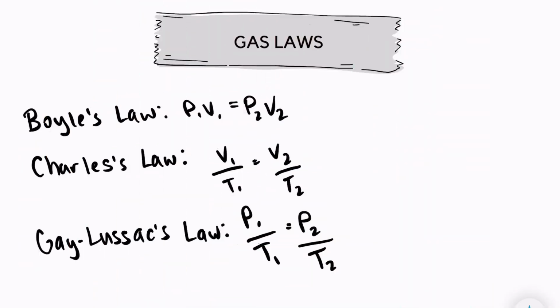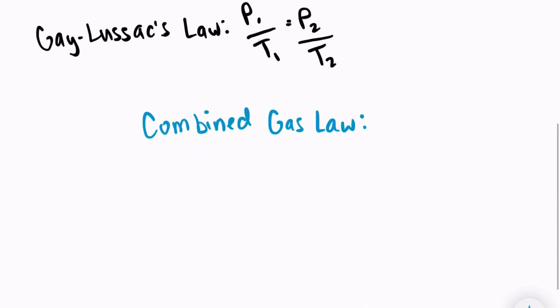Hi, welcome back. In this video, we're going to take a look at the combined gas law. So we know that Boyle's law is P1 V1 equals P2 V2. We know Charles' law is V1 over T1 equals V2 over T2. And we know Gay-Lussac's law is P1 over T1 equals P2 over T2. And we can combine all of those together into one law called the combined gas law.